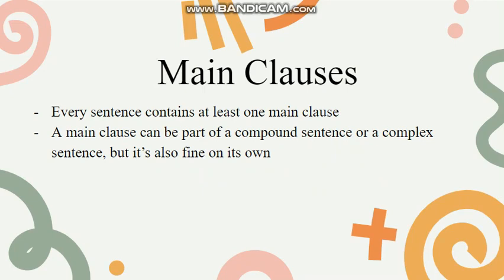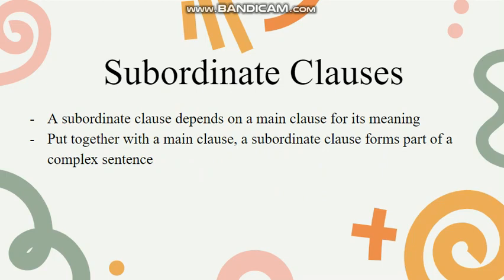A main clause can be part of a compound sentence or a complex sentence, but it is also fine on its own. The second type of clause would be the subordinate clause. A subordinate clause depends on the main clause for its meaning, and put together with a main clause forms a part of a complex sentence.